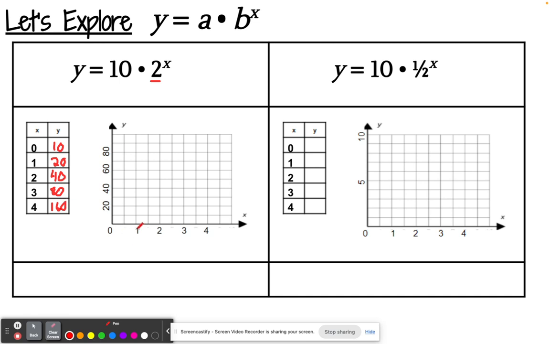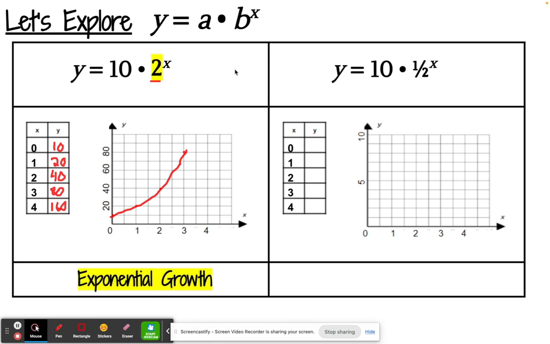If I were to graph this then, I have 0, 10, that would be right here. 1, 20. 2, 40. 3, 80. And 4 would be off my graph, would be up here somewhere. You can see that growth curve that gets steep pretty quickly. Keeps getting bigger and bigger. So that would be exponential growth. It's growing quickly.